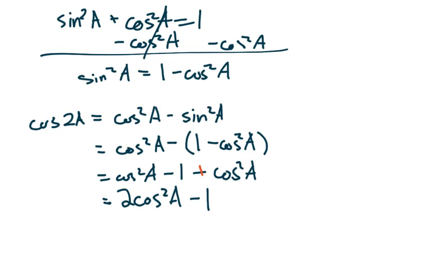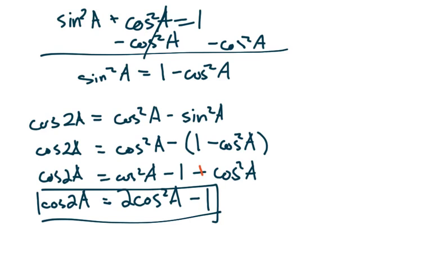This is one of the 3 cosine double angle formulas. This first row here being the first one, and this is another one. So we'll put a box around that.